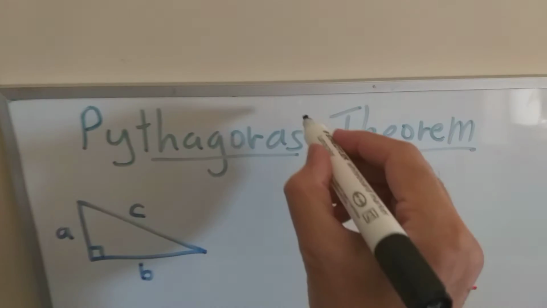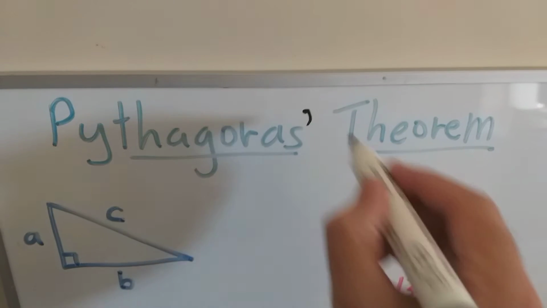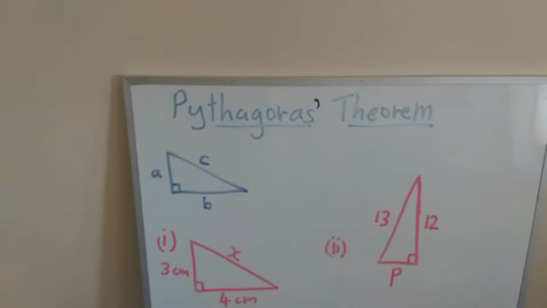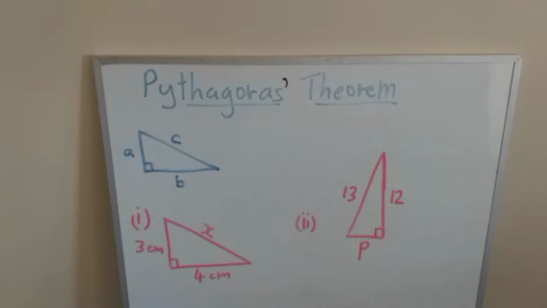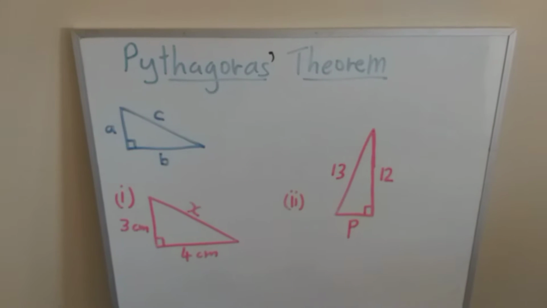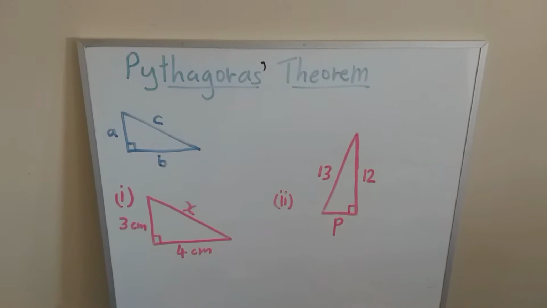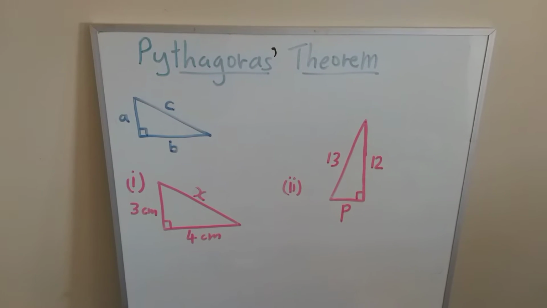Now, it is called Pythagoras' theorem. There has to be an apostrophe over here because Pythagoras was a mathematician and he invented this theorem to be able to solve for a missing side in a triangle given that the other two sides are known.